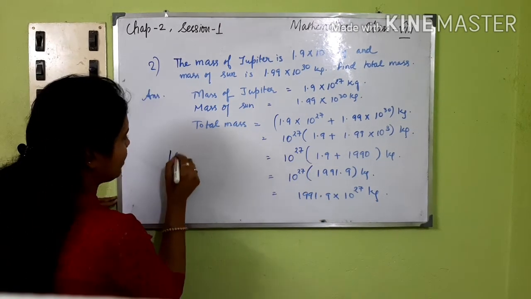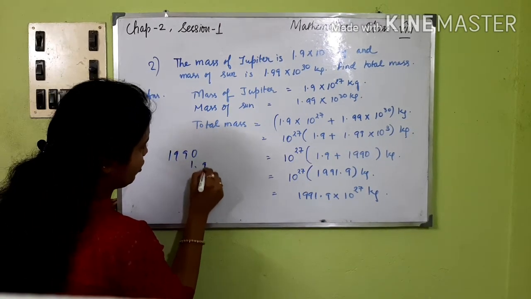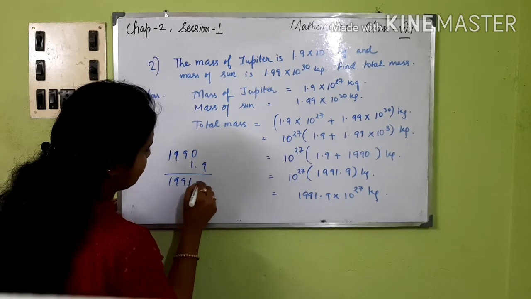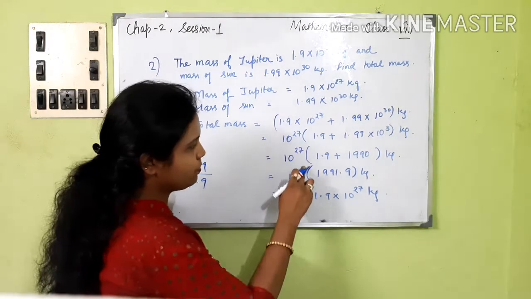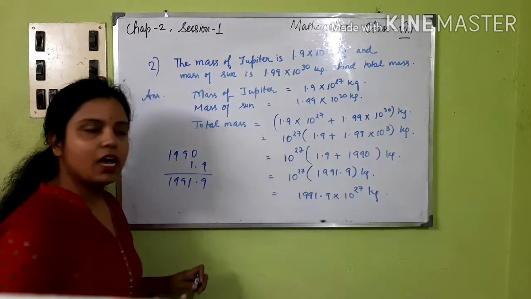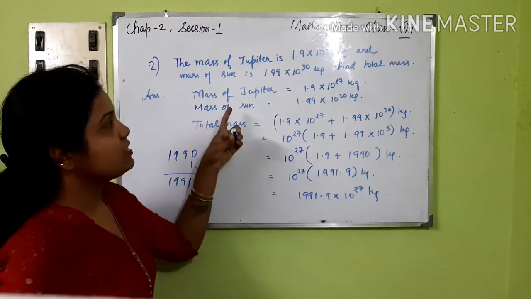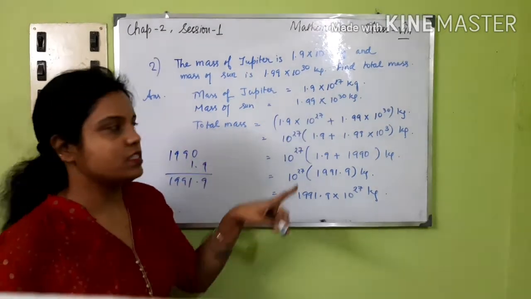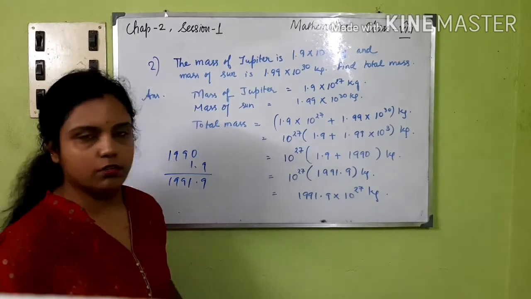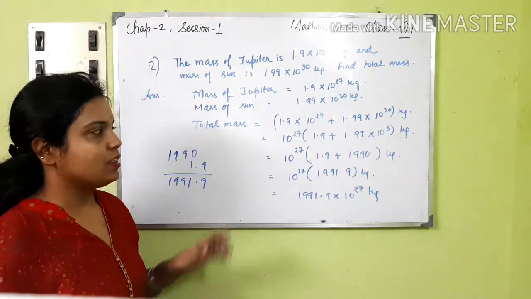1.9. How are we getting it? 1990 plus 1.9, we are getting 1.9, into 10^27. So this will be your answer. If this was given for subtraction, find their difference, you will be doing the subtraction here. Same thing. Nothing more than this.